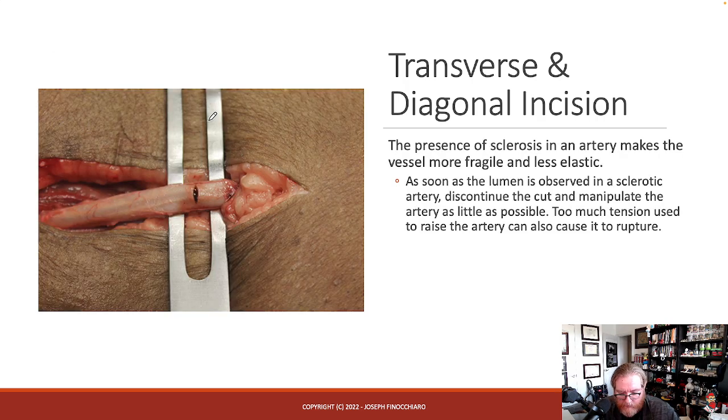Just be careful. The presence of sclerosis in an artery makes the vessel more fragile and less elastic. As the lumen is observed in a sclerotic artery, discontinue the cut and manipulate the artery as little as possible. That way you don't dislodge anything you shouldn't. Too much tension used to raise the artery can also cause it to rupture.